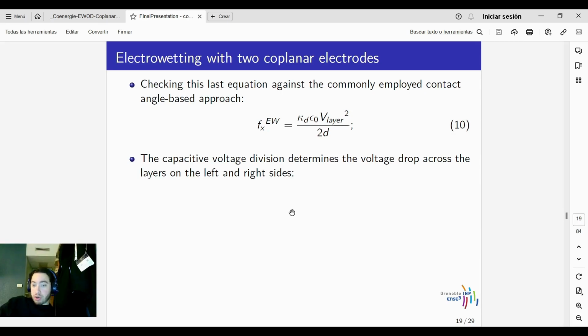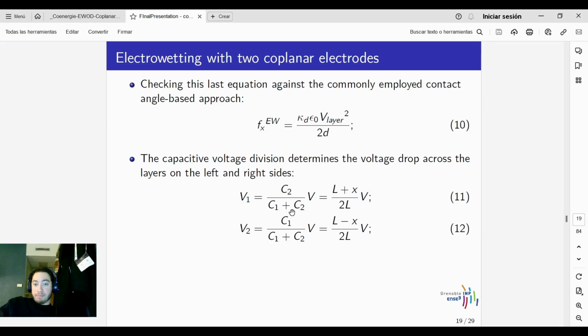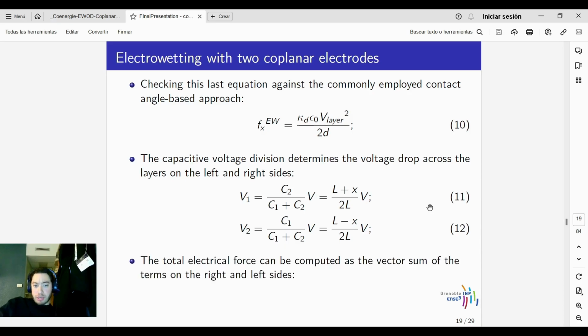Now we can define the capacitive voltage, the voltage drop across the layer on both sides of the drop that are in contact with the two different electrodes, electrode 1 and electrode 2. We can define the voltage in the first part, and then the voltage in the second electrode in terms of the capacitance, as we can see here. Then the total electrical force can be computed as the sum of the vectors on the right and the left hand side. So at the end, it will lead us to the next equation.